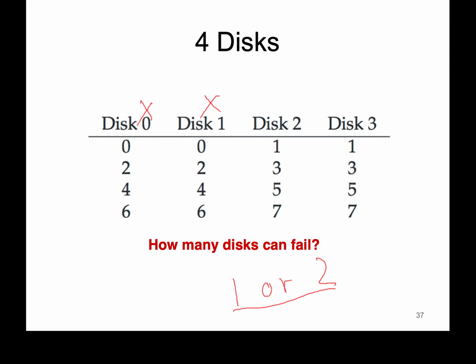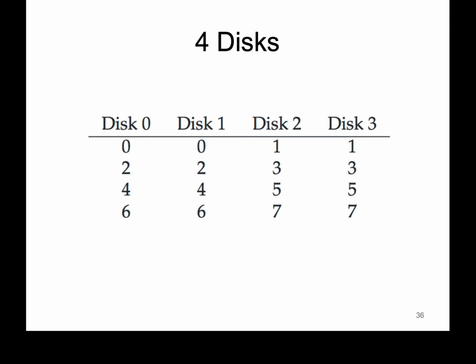So for this particular case, we cannot tolerate the 2 disk failures where these 2 disks store exactly the same data. So that is why, for this particular case, we can only, stochastically, tolerate a single disk failure. But in some cases, if we're lucky enough, we could tolerate 2 hard disk failures.